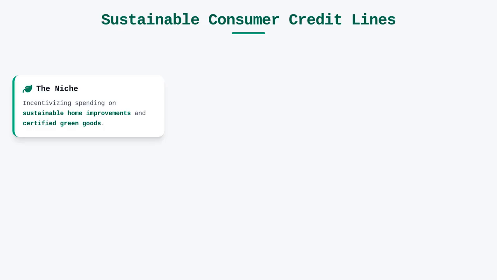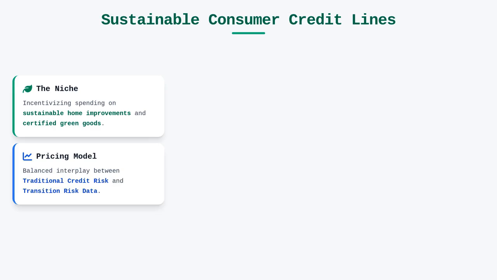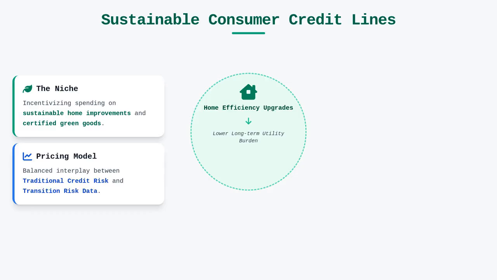Sustainable consumer credit lines are emerging as a niche yet rapidly expanding category, incentivizing personal expenditure on sustainable home improvements or certified sustainable consumer goods. Pricing these products involves a complex interplay between traditional credit risk assessment and the emerging data sets concerning transition risk. If a bank provides a credit line for home efficiency upgrades, they might model the potential improvement in the customer's long-term utility burden, which theoretically improves the consumer's ongoing debt service capacity.